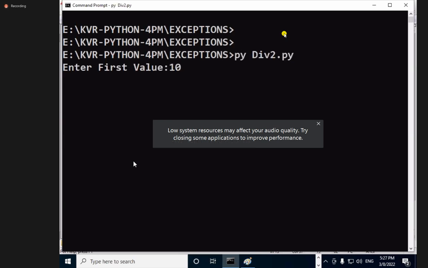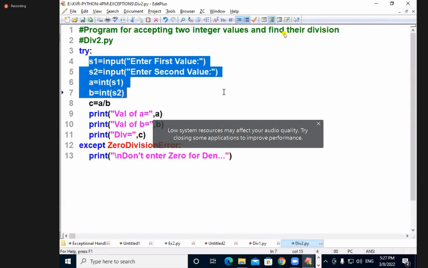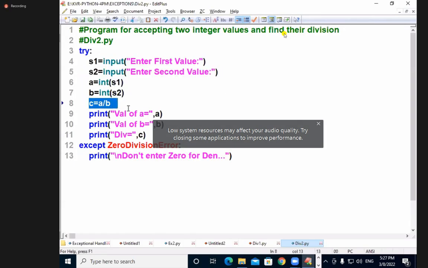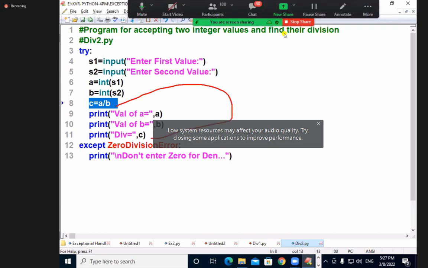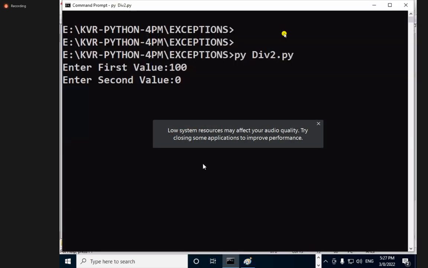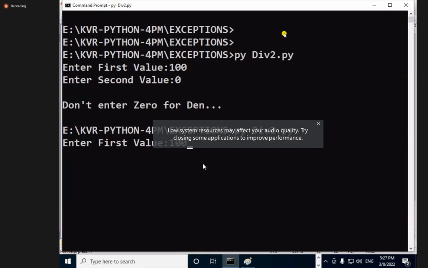Execute div2. Enter 100 and 0. No problem in these lines, and then 100 by 0 exception is coming. PVM comes out of it, looks for the except block, matches with this exception, and quickly gives this message: don't enter 0. Did you understand? Good.